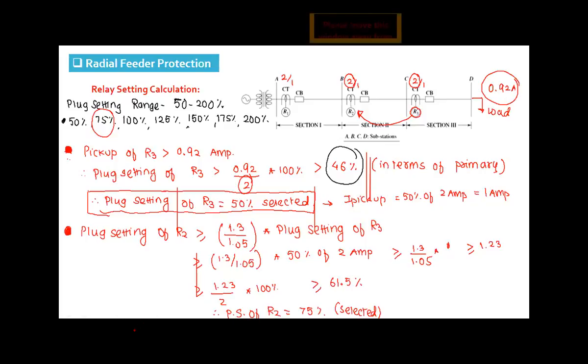Plug setting is percentage of relay rated current. Okay, so pickup of R2 is nothing but 75% of, if I take the primary as 2, so it is 1.5. Okay, now is it understood? Should we proceed further?